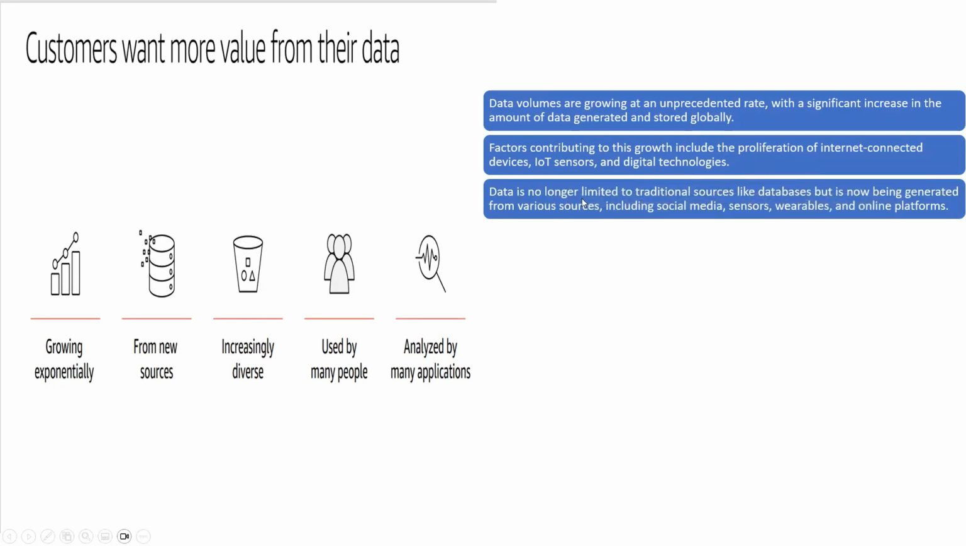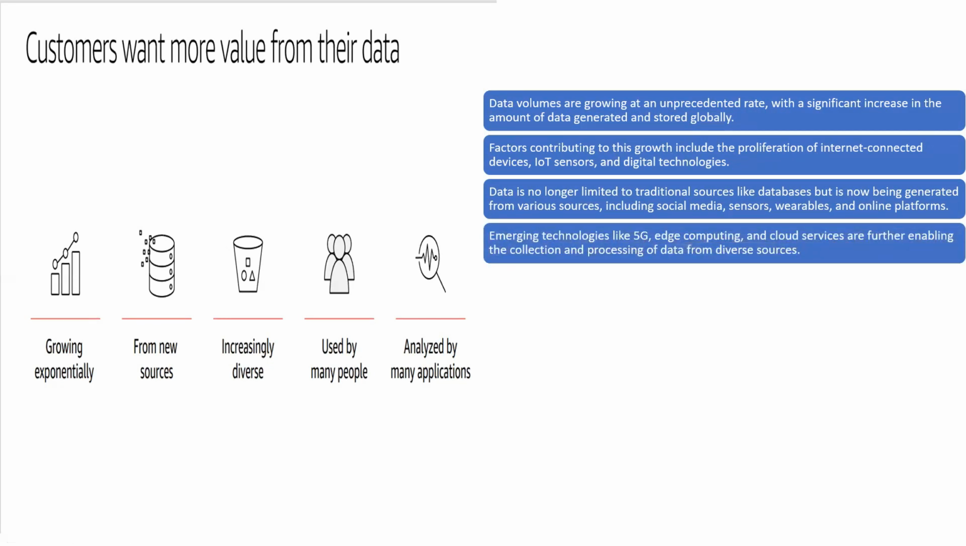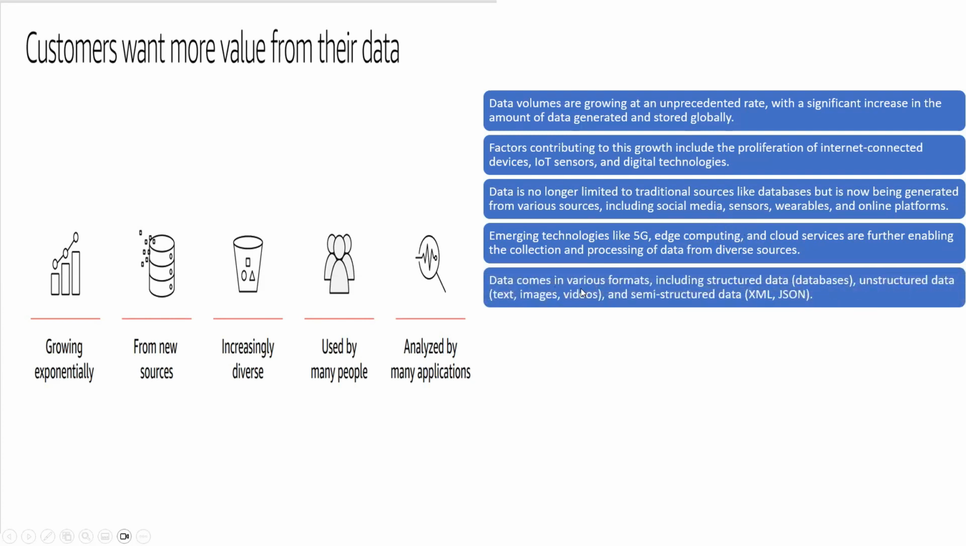And data is no longer limited to traditional databases like Oracle and all, but it is generated from social media, sensors, and online platforms as well. And you can see, when you are using your mobile, you are using your 5G, right? Cloud services are further enabling the collecting and processing of your diverse data. So data comes in various formats, including structured, semi-structured, and unstructured data as well. When all this data is coming from these multiple platforms, customers want to see the real worth of the data.